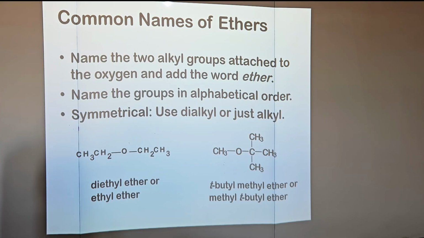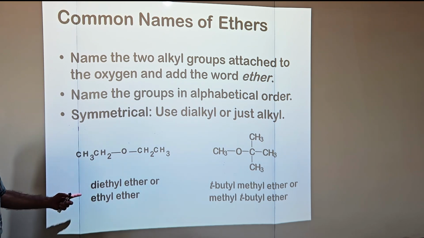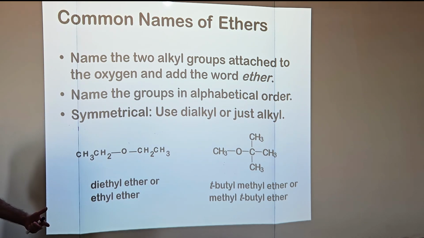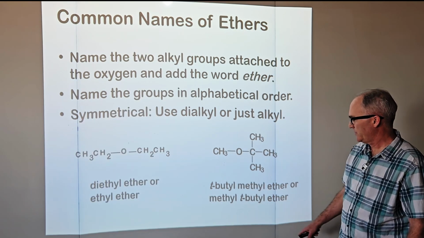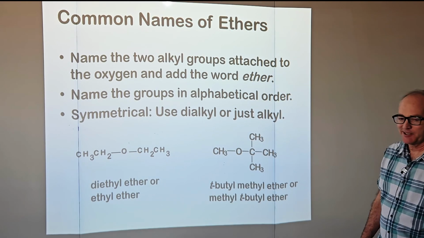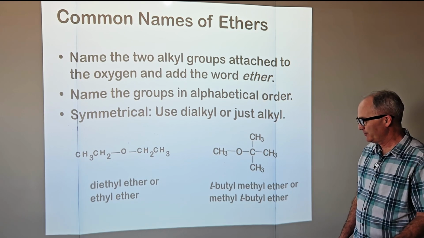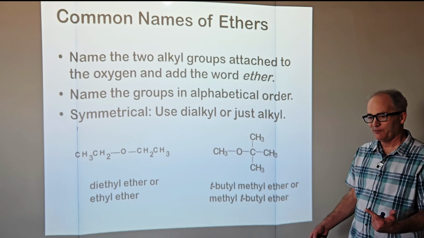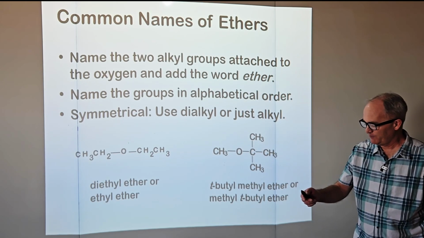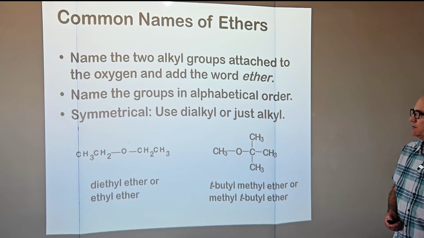So you've heard me name some of these, this common naming convention. Name the two alkyl groups attached to the oxygen and add the word ether. Real straightforward. Name the groups in alphabetical order. Symmetrical, use dialkyl or just alkyl. Diethyl ether or ethyl ether. tert-Butyl methyl ether or methyl tert-butyl ether. Guess I'm confused. T before M or B before M? Or M before T. Makes me want to go look at the slides at the beginning of the fall.